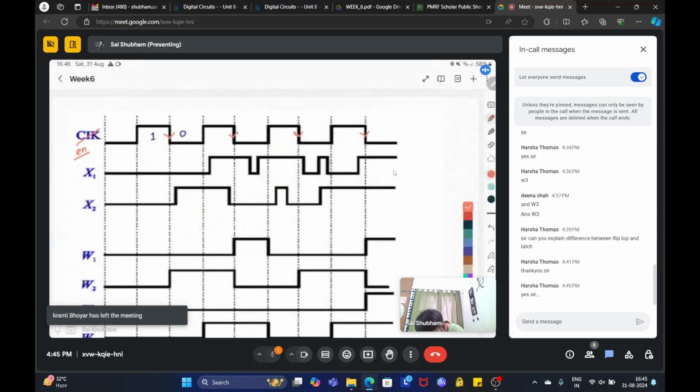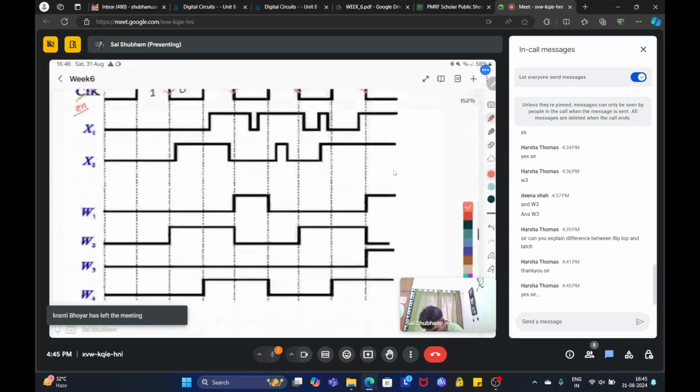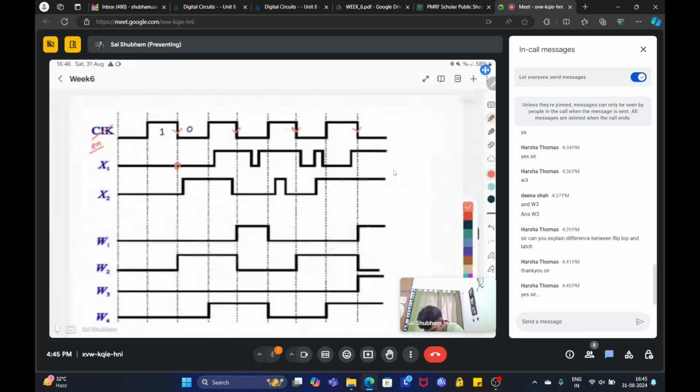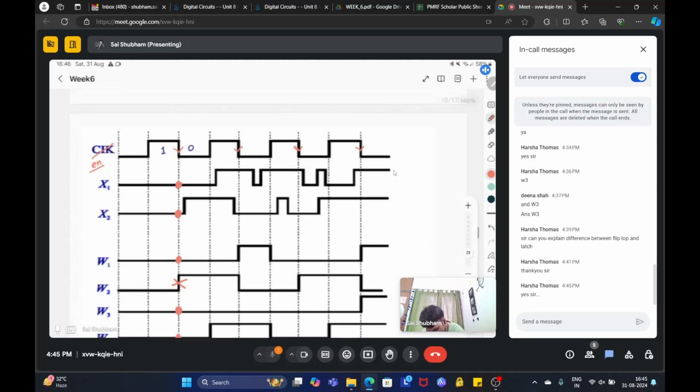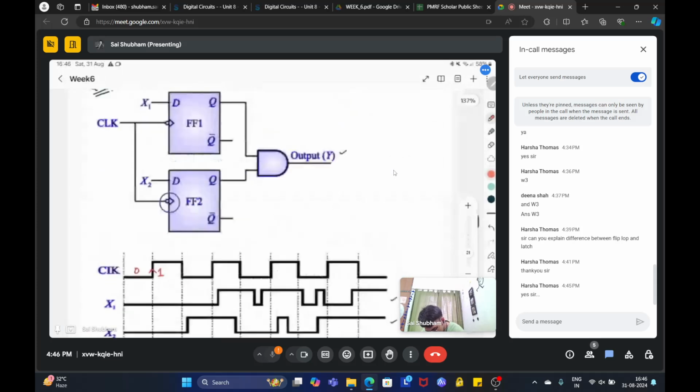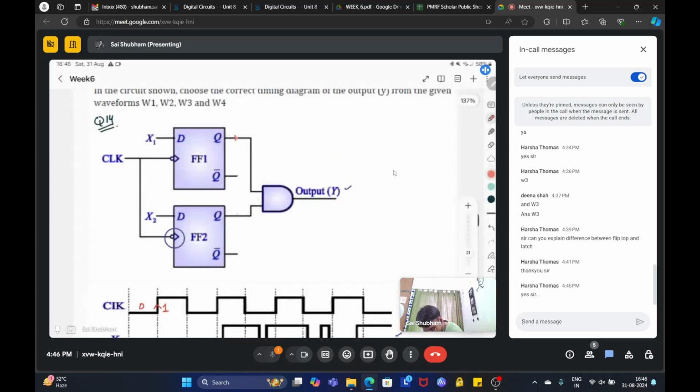So now, x1 and x2 both are 0, so output should be 0. So W2 cannot be the answer. So W1 is 0, and W3, W4. The reason is that the output is going to an AND gate. This is an AND gate.